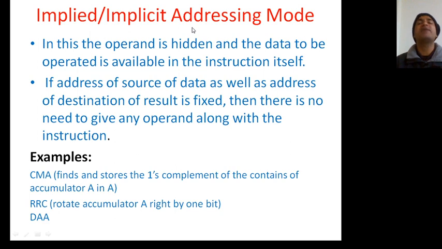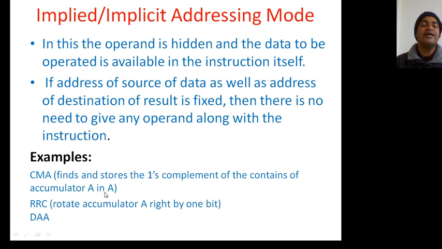Now the last one, implied or implicit addressing mode. In this, the operands are hidden and the data to be operated on is available in the instruction itself. If the address of the source of data as well as the address of the destination of the result is fixed, then there is no need to give any operand along with the instruction. Look at CMA: it performs one's complement of the contents of the accumulator and stores it again in A. In logical instructions the destination operand must be the accumulator, and for one's complement there is only one operand, so we do not need to mention it.